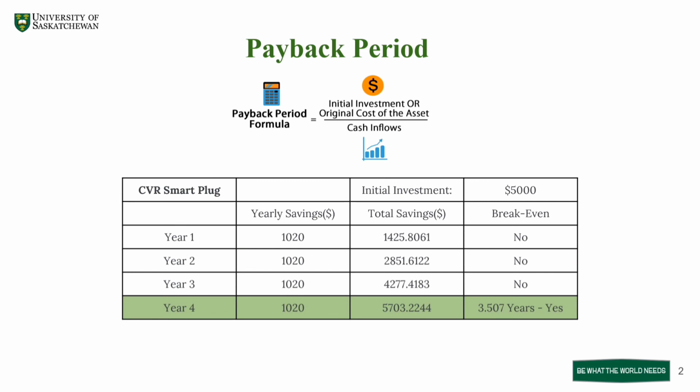We have calculated our payback period using the initial investment calculations. The annual cash flows are expressed in terms of the annual electricity cost saved by the university. With the CVR Smart Plug technique implemented, the College of Engineering would be able to save $1425.80 per year, resulting in the break-even occurring at 3.5 years.